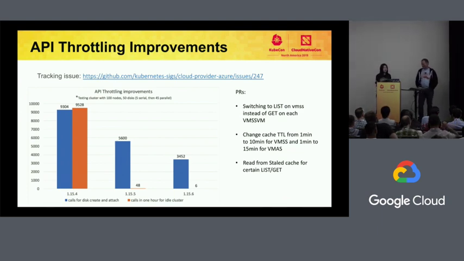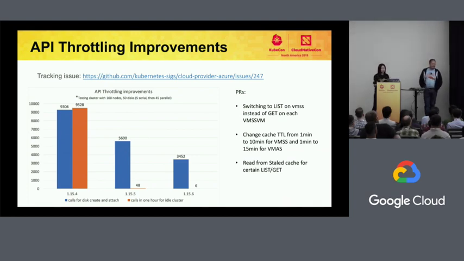And so we thought the API throttling issue deserved its own slide. Specifically, a lot of PRs went into this: switching to list for VMSS instead of get for each instance, and changing the cache TTL from 1 minute to 10 minutes for VMSS, and 1 minute to 15 minutes for VMAS. One major change was to read from stale cache for certain list and get operations. And here's a graphical presentation around how this fix improved the number of calls for disk attach and create.